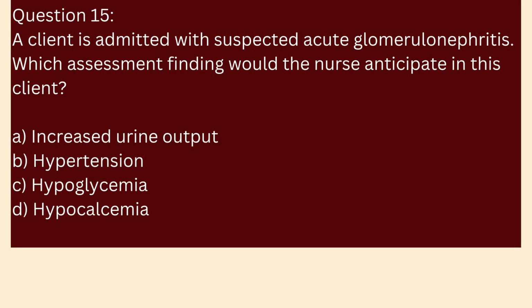Question 15. A client is admitted with suspected acute glomerulonephritis. Which assessment finding would the nurse anticipate in this client? A. Increased urine output. B. Hypertension. C. Hypoglycemia. D. Hypocalcemia.